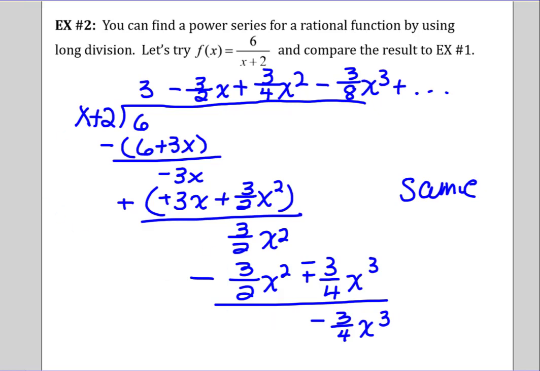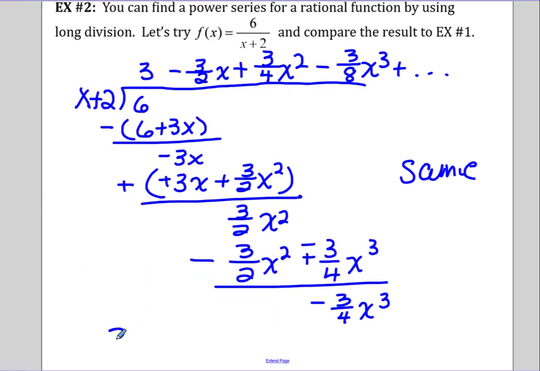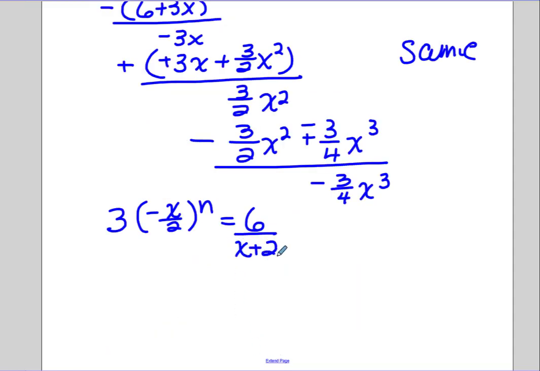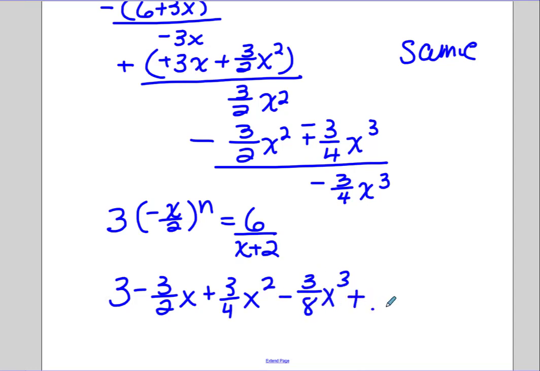They produce that same general term, with 3 times negative x over 2 to the n power being the same as 6 divided by x plus 2, which gave us that pattern, 3 minus 3/2 x plus 3/4 x squared minus 3/8 x cubed plus the general term, negative x over 2 to the n, which was a representation of our function, a power series representation.